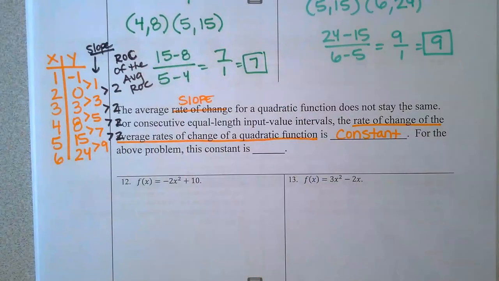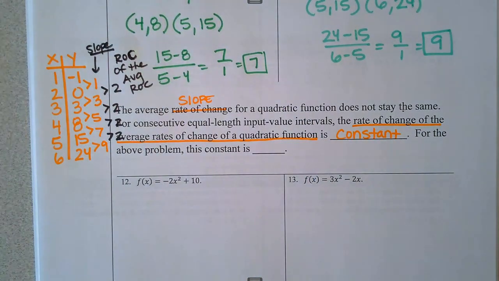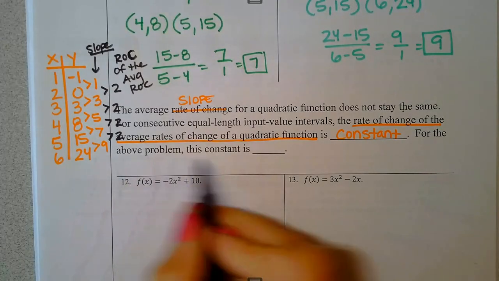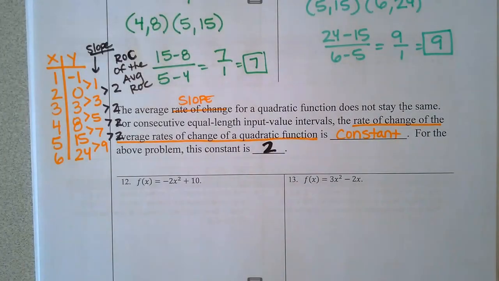I know, it gets kind of wordy. Is it the rate of change, or is it the average rate of change, or is it the rate of change of the average rate of change? Okay? So for this problem, the constant was 2. Will it always be 2? No, it will change because quadratics all change. You get really steep ones, really wide ones, all different.